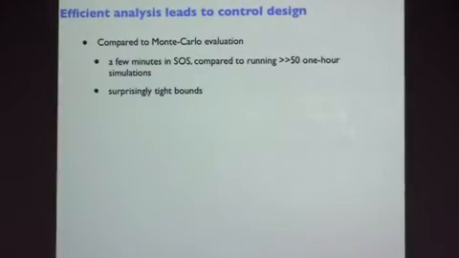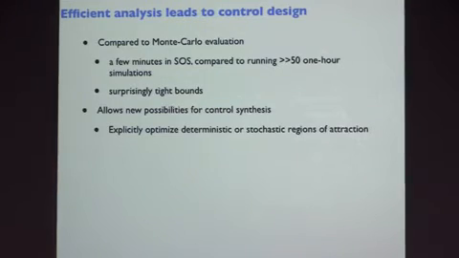So in the stochastic case, it's sort of clear that doing it in a closed form way can be much faster than Monte Carlo and gives good bounds. So maybe that gives us new possibilities for control synthesis. You can now explicitly optimize the controllers or even the vision systems to try to maximize regions of attraction. And by virtue of making the trees and the combinations of funnels, you can make better controllers. Okay, so that's the basic story.